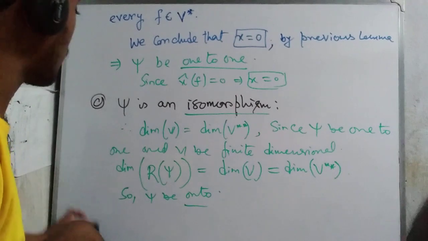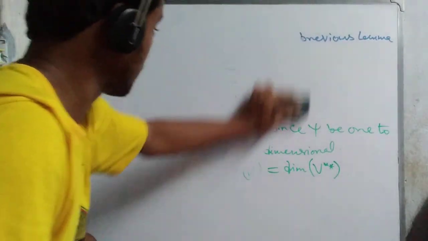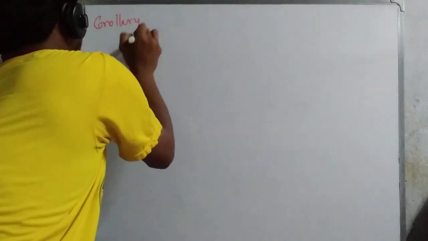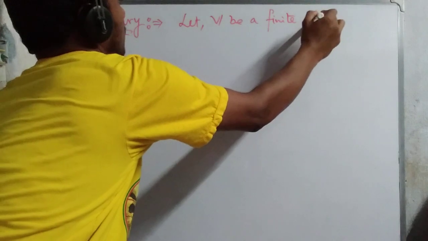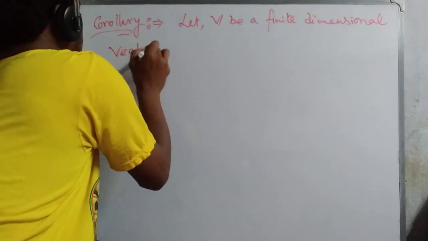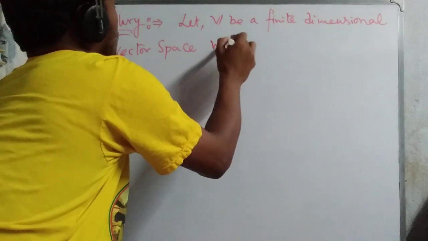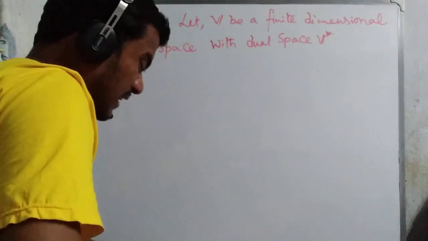Now we discuss a related corollary. We erase that portion and go to the discussion of the corollary. Corollary: let V be a finite dimensional vector space with dual space V star.